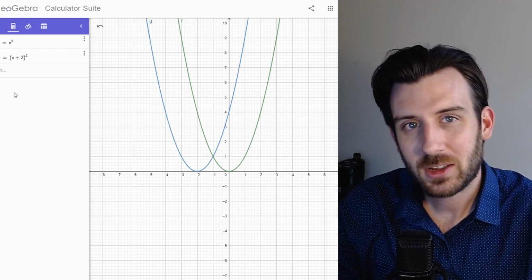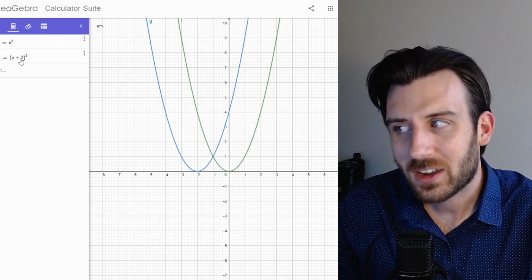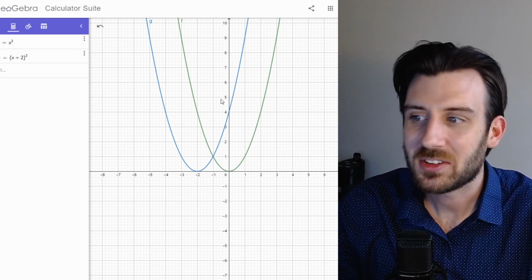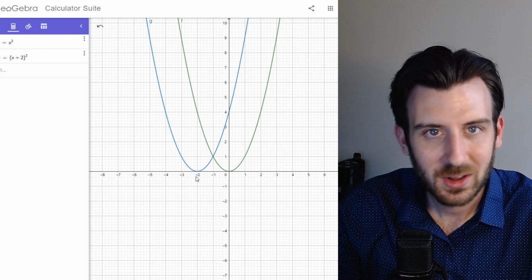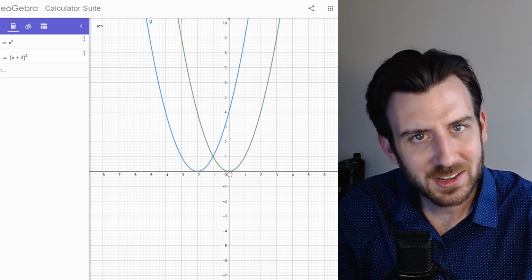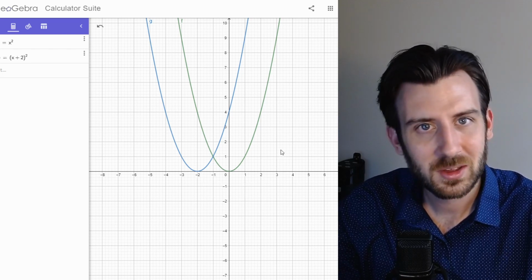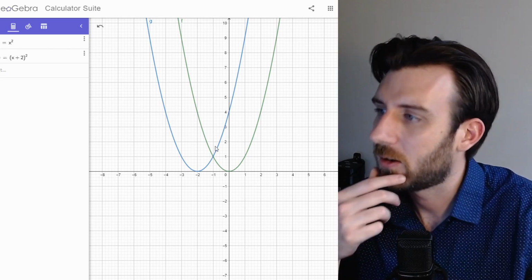Now that's surprising. Why is it that if I add 2 to x, it seems like my entire parabola shifts so that now it's over here at this -2? We would expect that adding 2 would cause me to go towards the positive direction. What's happening here?